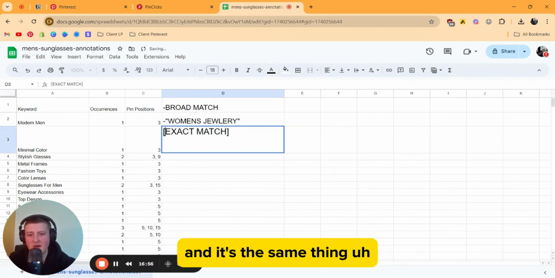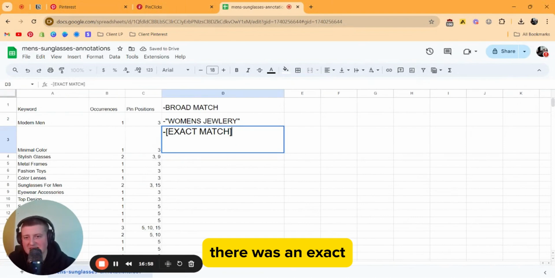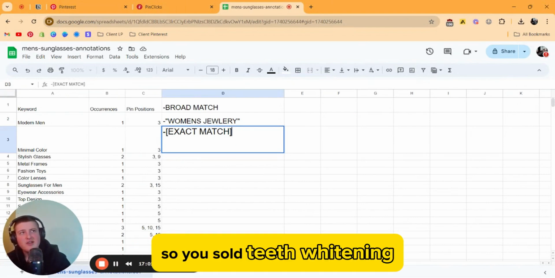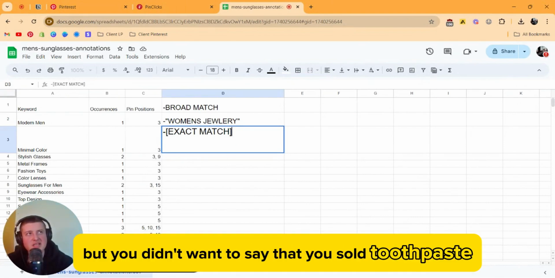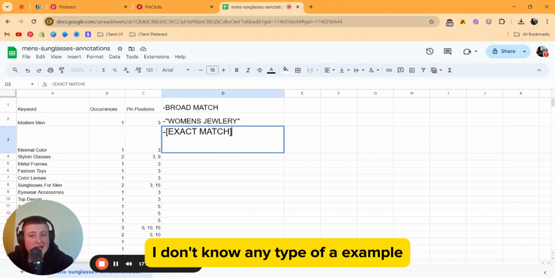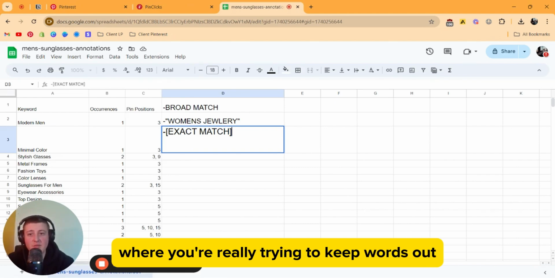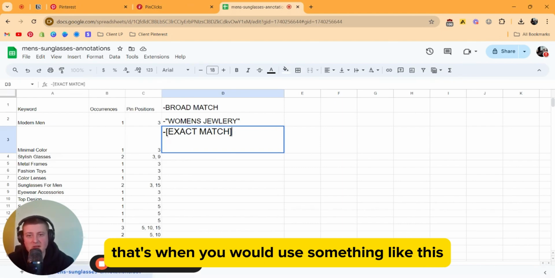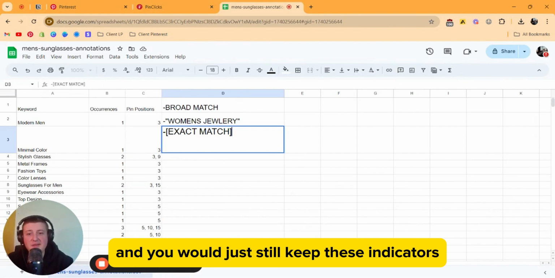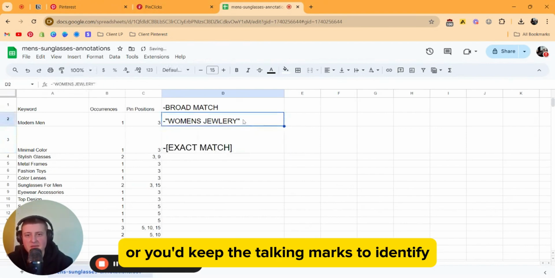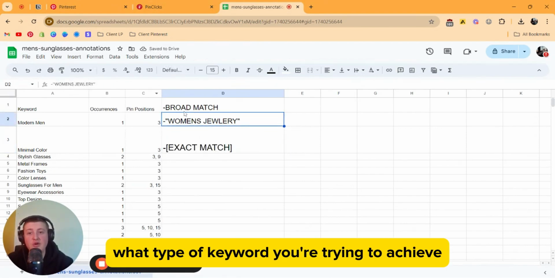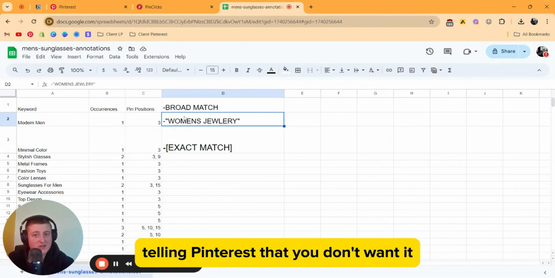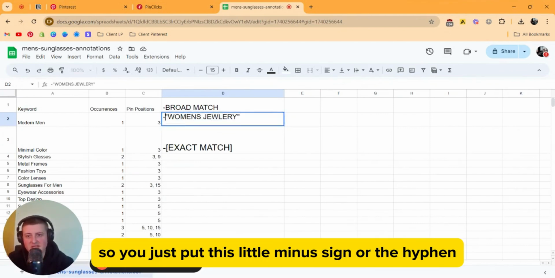And it's the same thing with exact match. Say there was an exact keyword that you wanted to keep out of it. Say you sold teeth whitening, but you didn't want to say that you sold toothpaste. I don't know. Any type of example where you're really trying to keep words out, that's when you would use something like this. And you would just still keep these indicators. So keep the square brackets, or you'd keep the quotation marks to identify what type of keyword you're trying to achieve. But you're still telling Pinterest that you don't want it. So you just put this little minus sign or the hyphen.